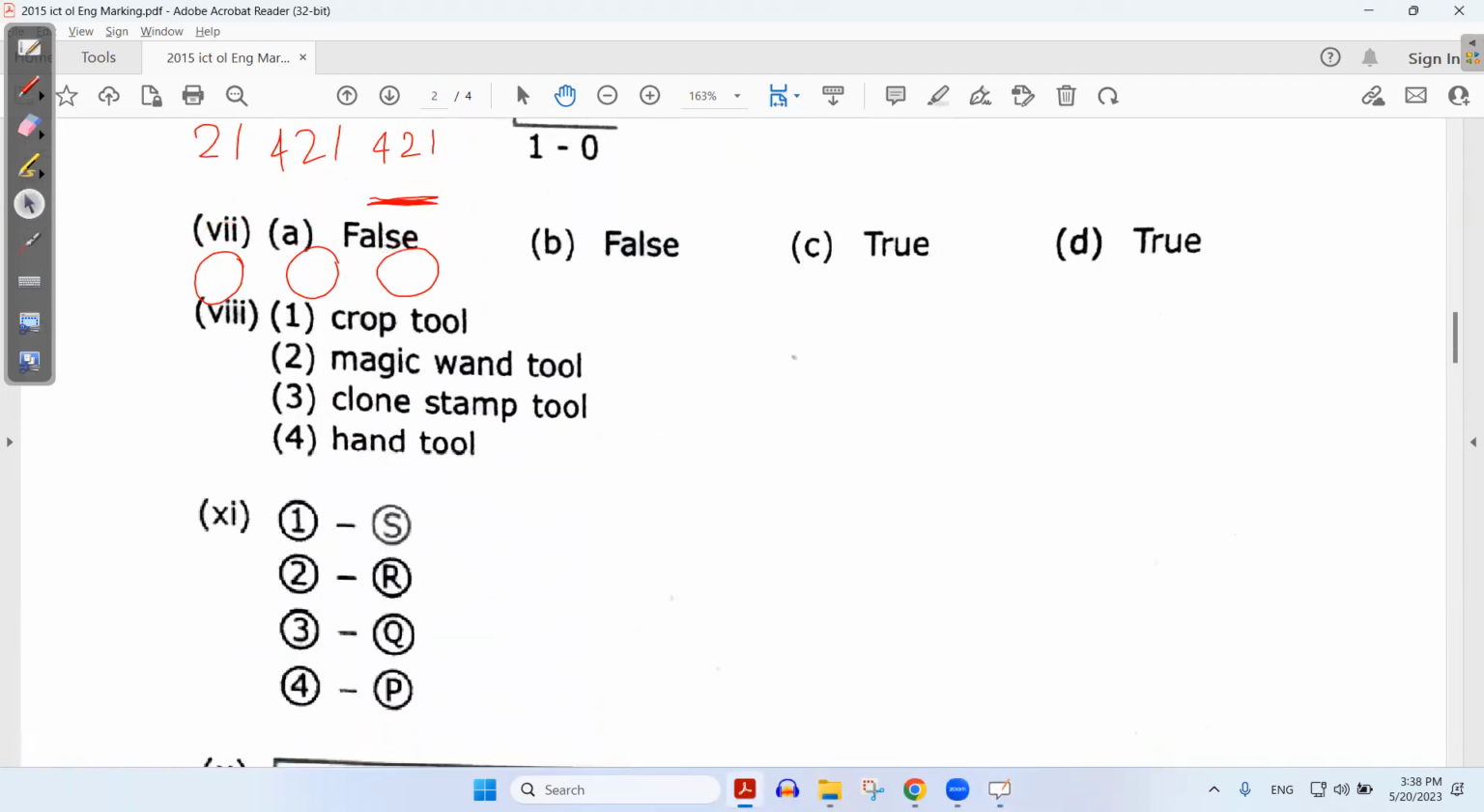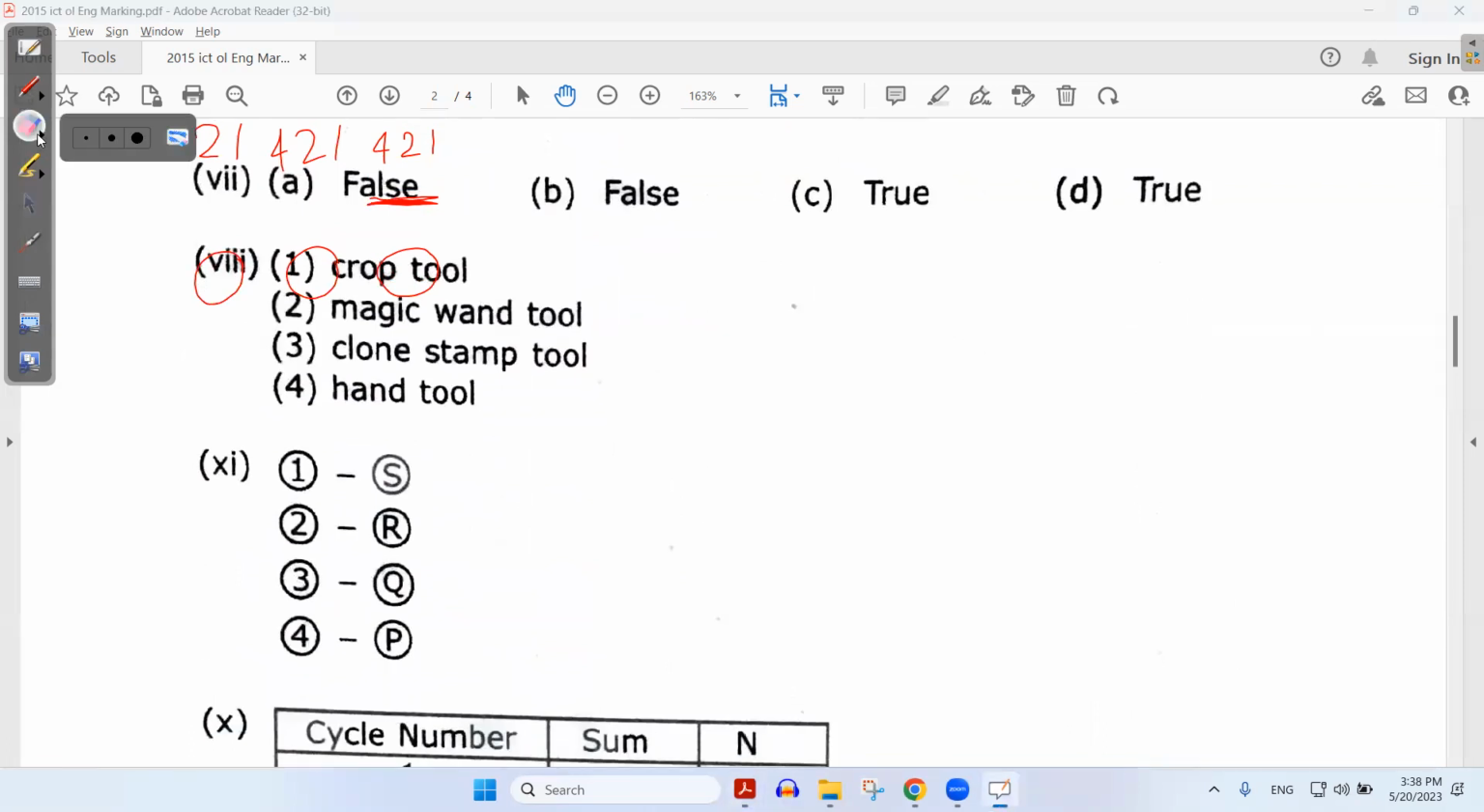And the 8th, it's a true-false question.